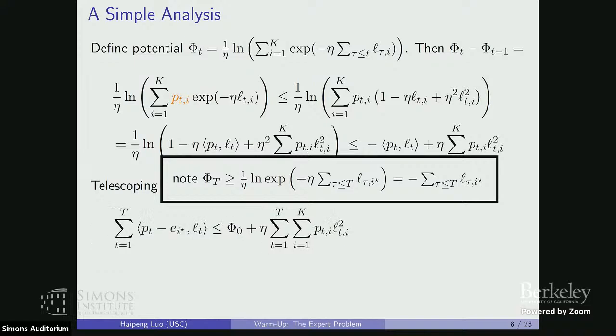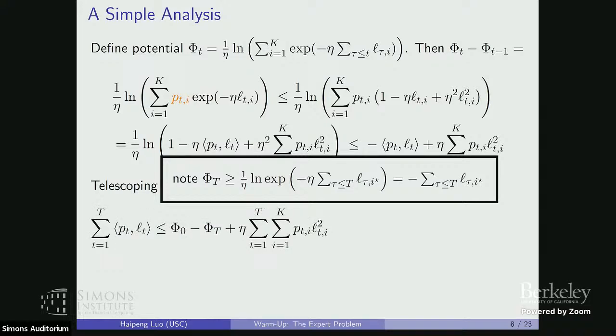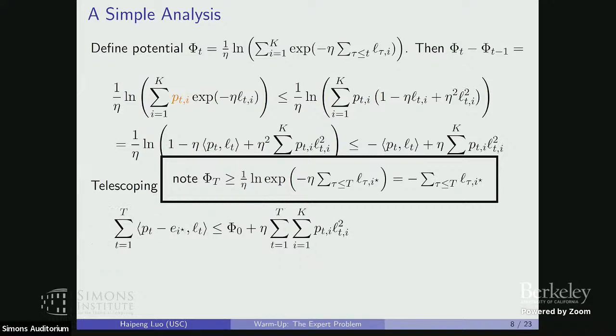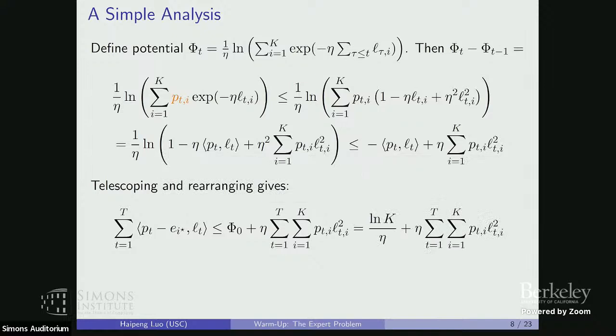So again, this term is basically the loss of the best arm. You move it to the left, you get exactly the regret. This is just the regret. I'm using this as the basis vector with the i star coordinate being 1. Your expected regret is bounded by the initial potential plus this quadratic term. And by definition, the initial potential, when there's nothing here, you just get k. So you get log k over eta plus this thing.